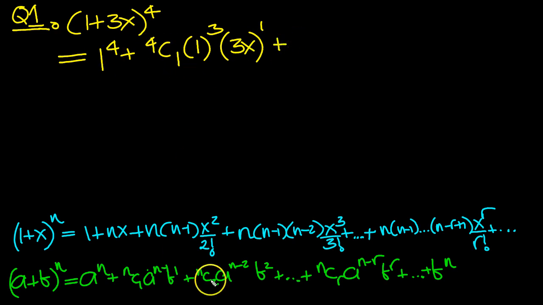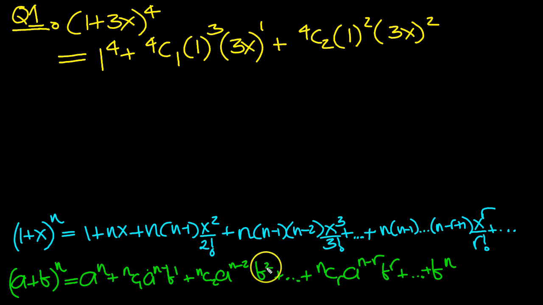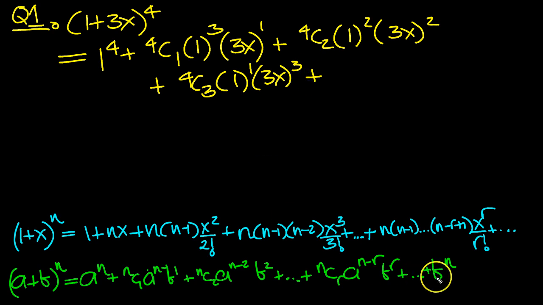So the next term will be 4C2. Then we're diminishing the powers of the first term, so that's 1 squared, and we're increasing the powers of the second term. So we increase that second term to squared. And we carry on in the same way. So the next one will be 4C3. Decrease the first in power, increase the second in power. And then the last term, 4C4, well, that corresponds to just b to the n, the second term to the power 4. So it's 3x to the power 4.